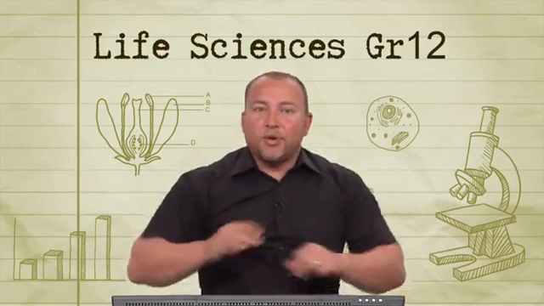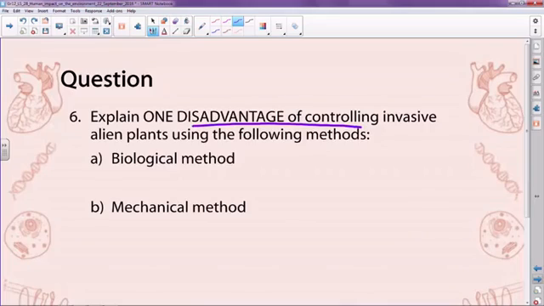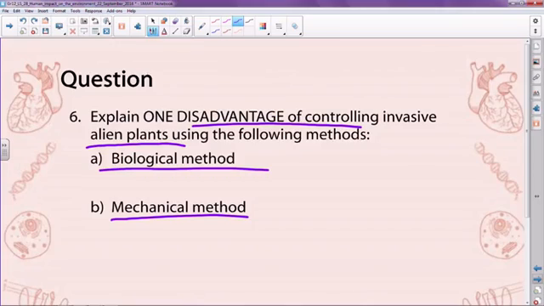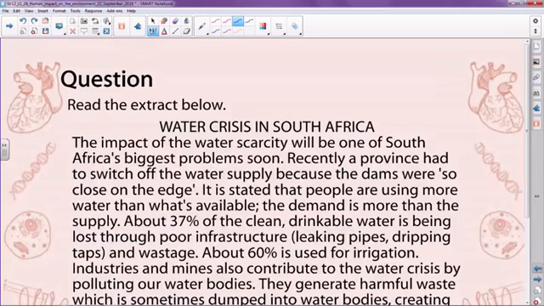Okay, now same question, same format over there. I'm going to give you a quick minute to actually do these. Explain one disadvantage of controlling invasive alien plants using the following methods: biological methods and mechanical methods. 1 minute. Let's see if you can get those right. Are you ready? Off you go.